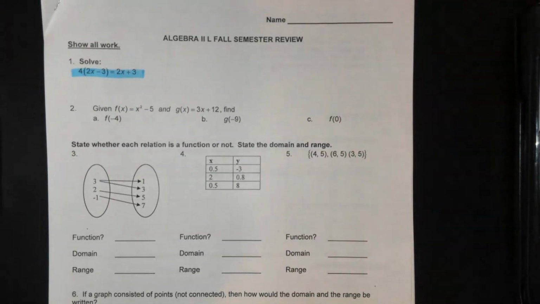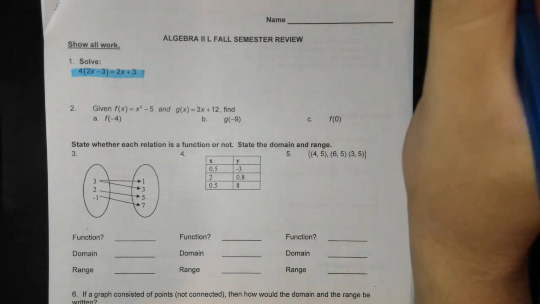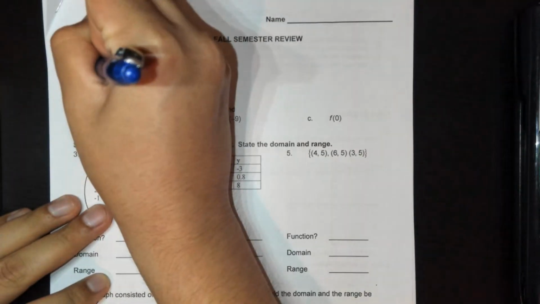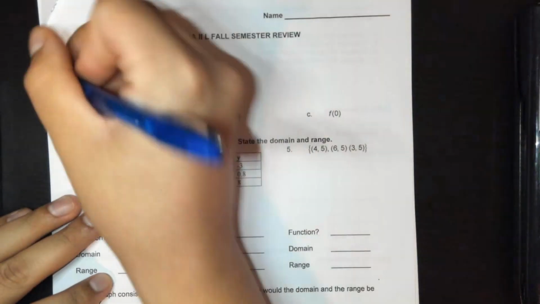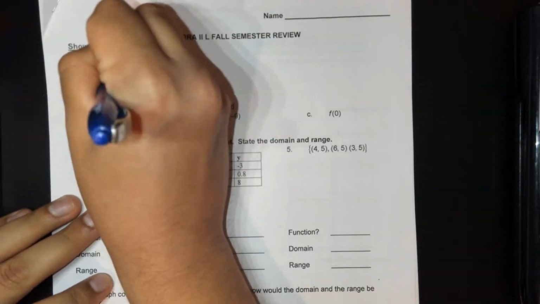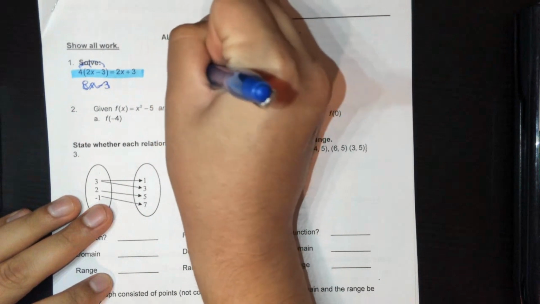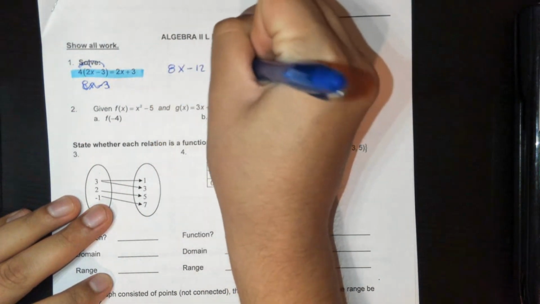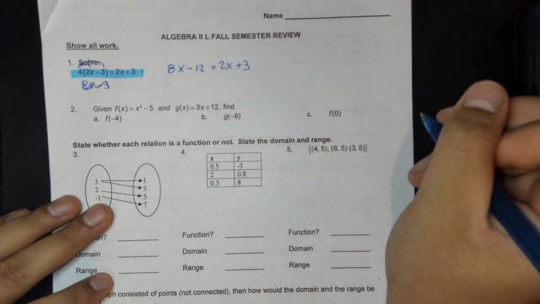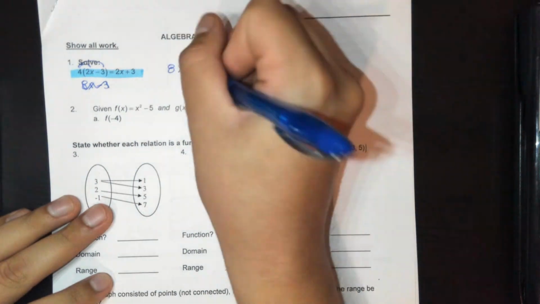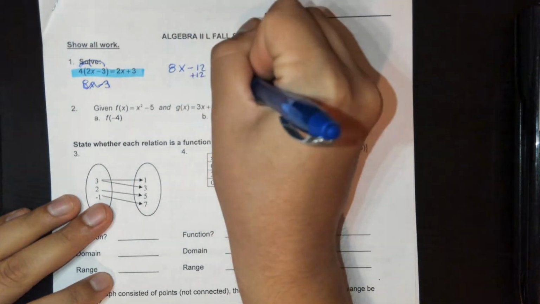So we got 4 times (2x minus 3) equals 2x plus 3. Alright, so we're solving for x, so we have to start off by distributing this 4. That's going to give us 8x minus 12 equals 2x plus 3. Alright, so let's get the x's on one side, the constants on the other. So I could add 12 here.